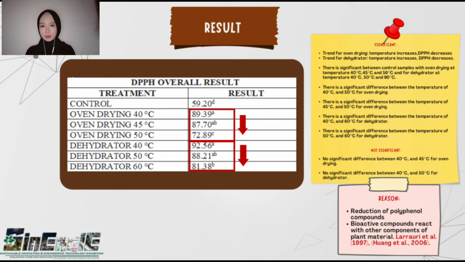The DPPH activity decreased from 92.56%, then at the dehydrator drying temperature of 45 degrees Celsius it was 88.21%, and finally at the lowest, dehydrator drying temperature of 60 degrees Celsius, it was 81.38%. As the dehydrator temperature increased from 40 to 50 degrees Celsius, there was a non-significant decrease from 92.56% to 88.21%. The next drop at the temperature of 60 degrees Celsius also decreased to 81.38%, but with no significance compared to the dehydrator temperature of 50 degrees Celsius, while the dehydrator temperature of 40 degrees Celsius has a significant difference from 60 degrees Celsius.